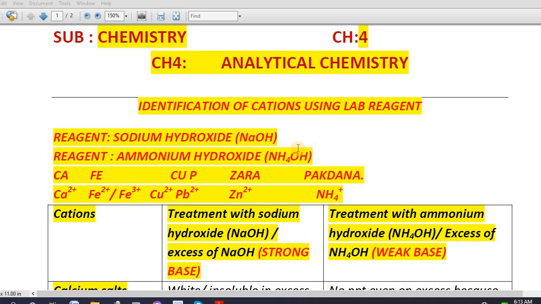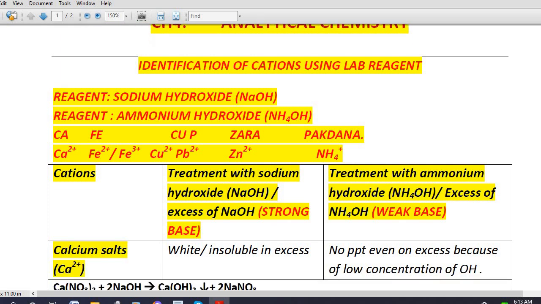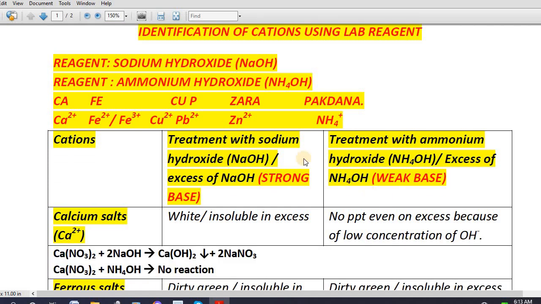Okay, let us move further with the same topic. The reagents we are using are sodium hydroxide and ammonium hydroxide. I want to identify cations. So I am adding sodium hydroxide and ammonium hydroxide to a given salt solution. Let us say I have been given a solution of a calcium salt like calcium chloride, calcium nitrate, or calcium carbonate. If I take that salt solution and add sodium hydroxide, what is going to happen? A white precipitate will be formed.